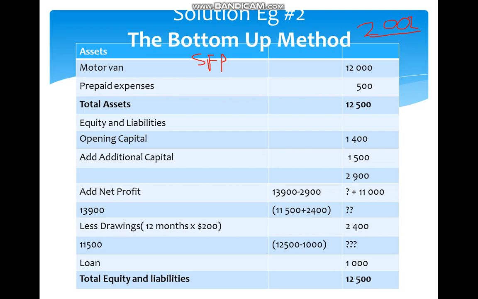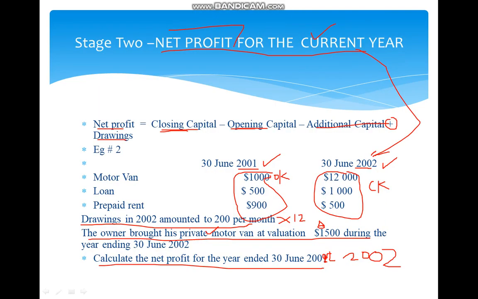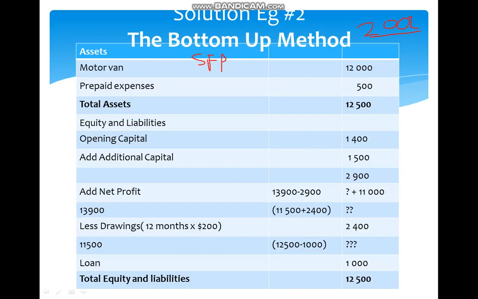Okay, from the previous slide, we are taking the 2002 information. So this is our 12,000. 12,000 is for the motor van. Okay, 12,000 motor van. Then we take this one, prepaid assets. Then our total was how much? 12,500. Then we are using this figure as our balancing figure. You put it at the bottom there. We are using the bottom up method.